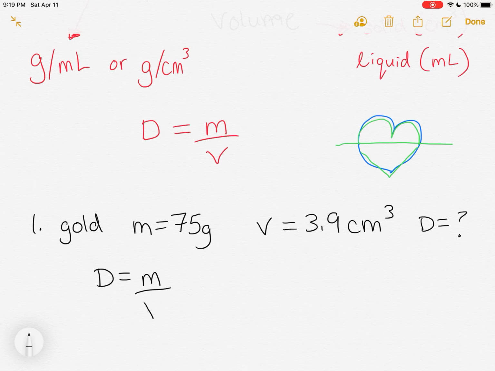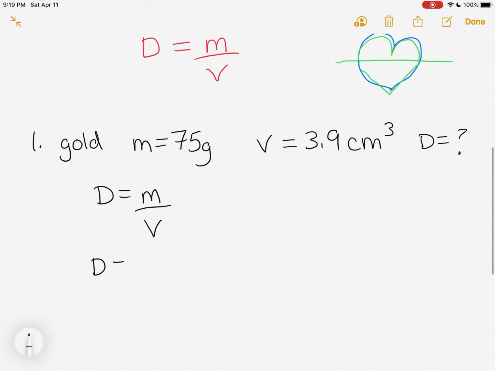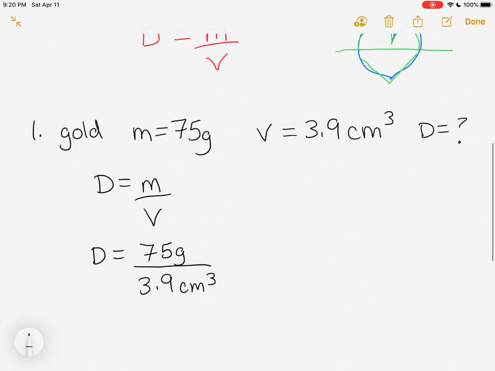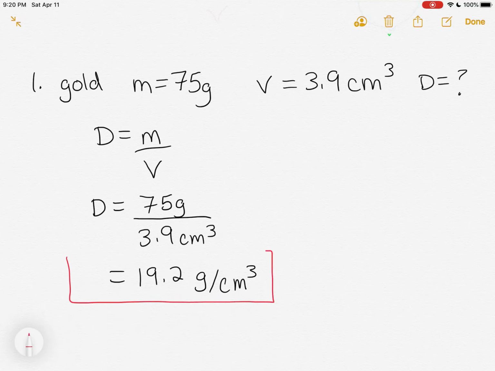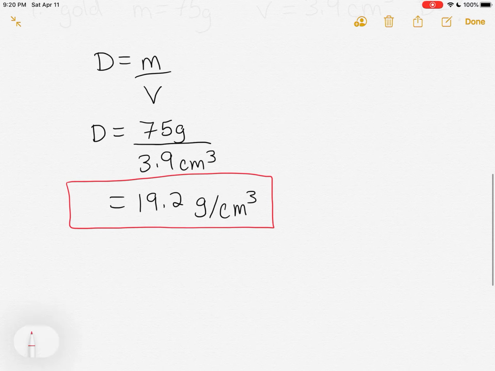So we're going to write our formula. Our density is mass divided by volume. So our density will be our mass, which is 75 grams, divided by our volume, which is 3.9 centimeters cubed. We do that math, and we get 19.2. Our unit here will be grams per centimeter cubed, and that will be our density. That's our final answer. So that piece of gold that had a mass of 75 grams and a volume of 3.9 centimeters cubed will have a density of 19.2 grams per centimeter cubed. We just divided the mass by the volume.